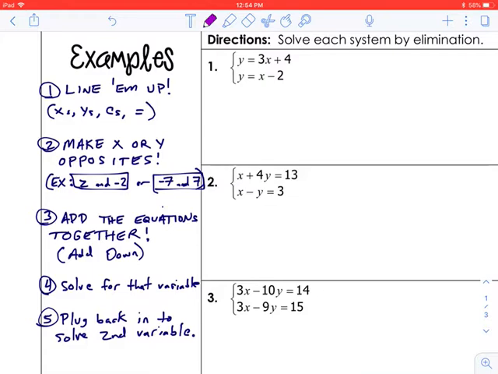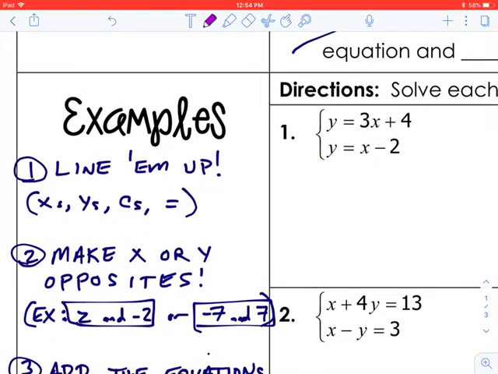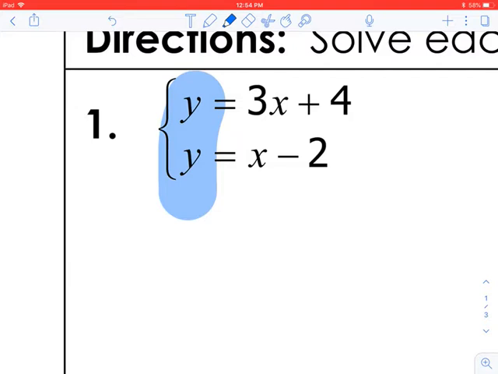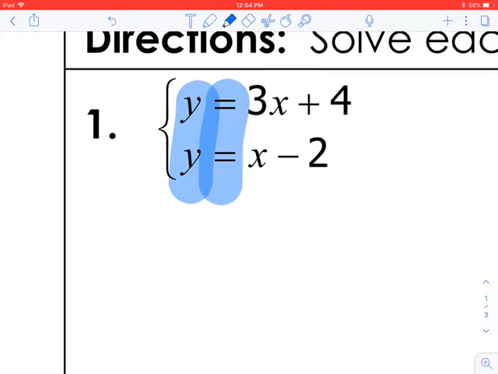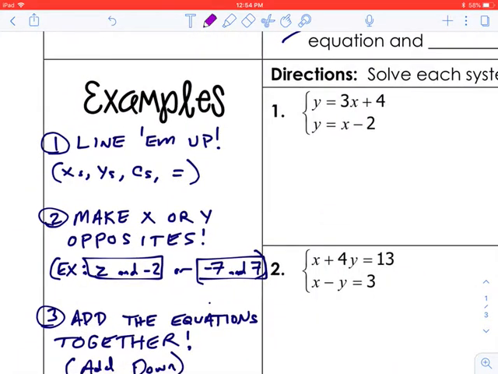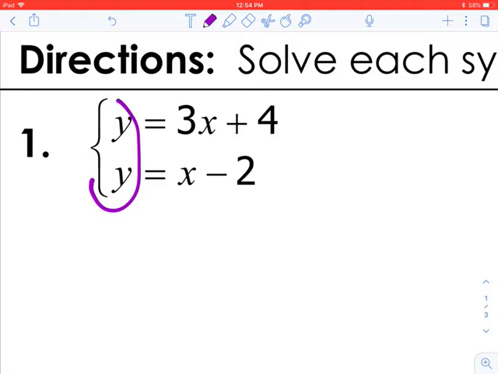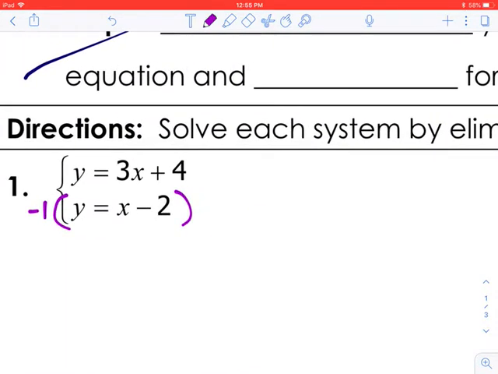Okay, so for number 1, line them up. If you look at this first one, the y's are lined up, the equal signs are lined up, the x's and the constants are all lined up already, so we don't have to do anything there. We need opposites though, so make x or y opposite. Since this is y and y, all I really have to do is make this opposite. So I'm going to multiply this by -1. And by doing that, it's going to be y and -y, opposites.